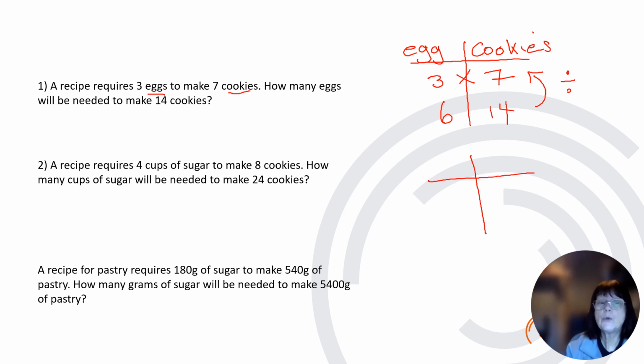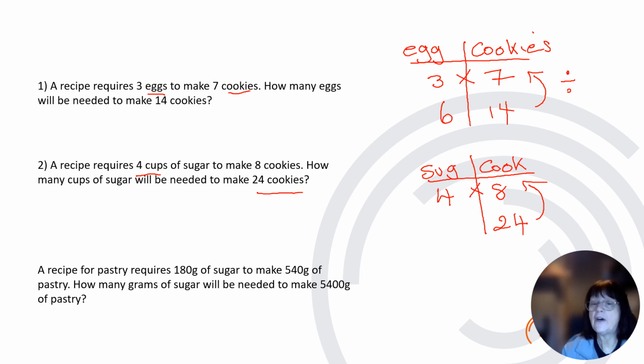Now we're talking cups of sugar to cookies. So we've got sugar to cookies, and again, what we know is that 4 cups of sugar make 8 cookies. So we write down what we know. We want to make 24 cookies, so we divide by the number above and multiply across. So 24 divided by 8 is 3, and 3 times 4 is 12.